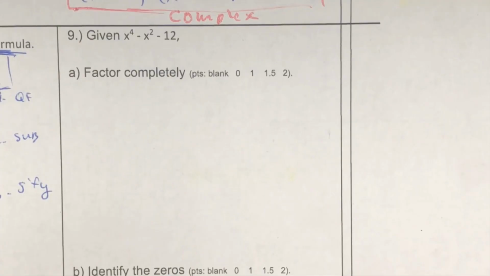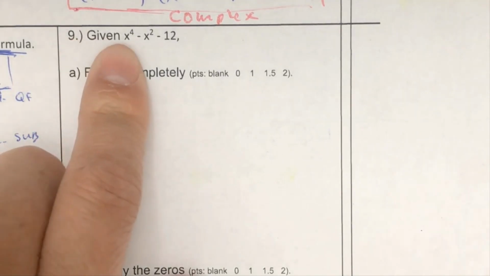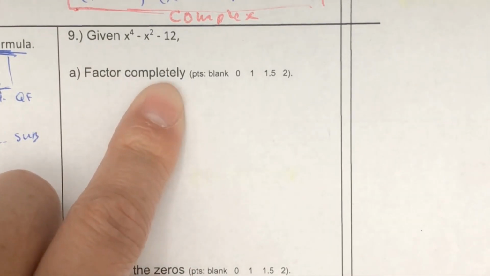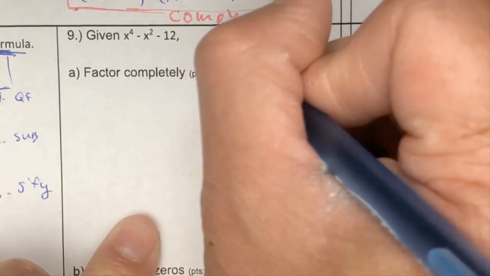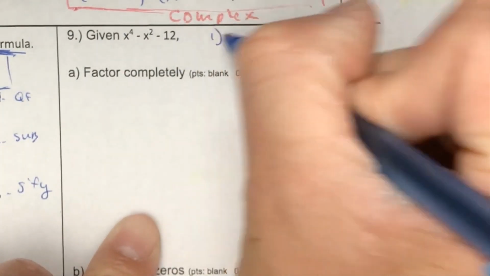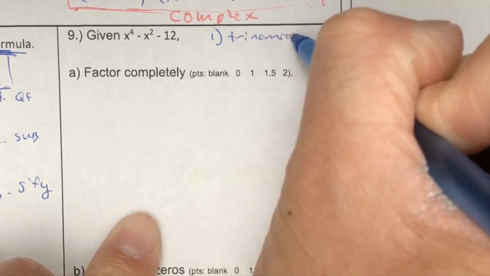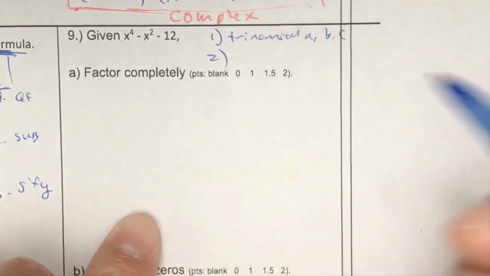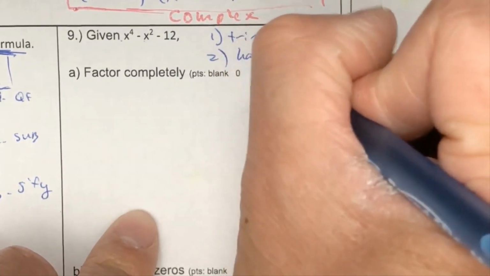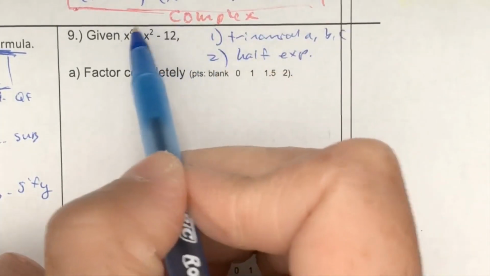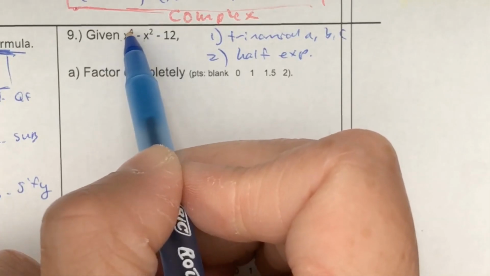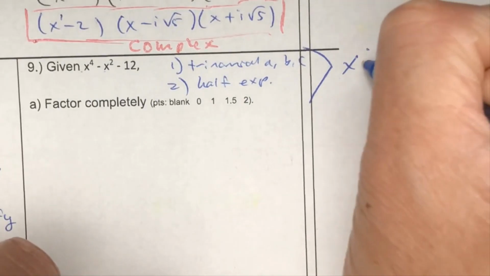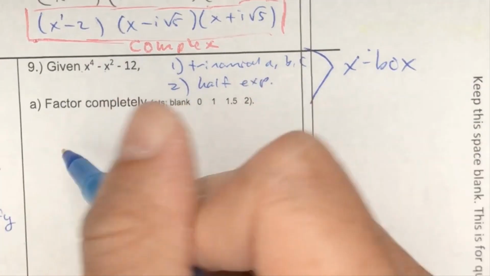Question. Given x to the fourth minus x squared minus 12, factor completely. So I have a trinomial. 1, 2, 3, that's an A, B, and C. And if I can take half the exponent, let's see if we can take half the leading exponent, x to the fourth, so half of 4 is 2. This is good when both these conditions work. You can use x box, so let's do x box.